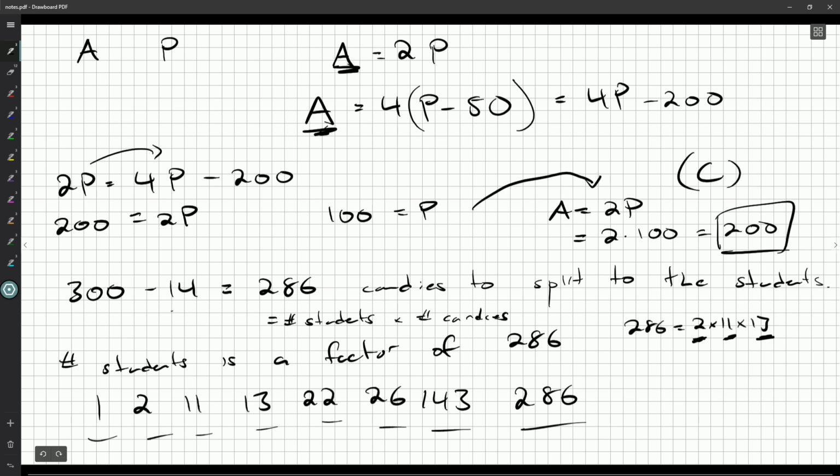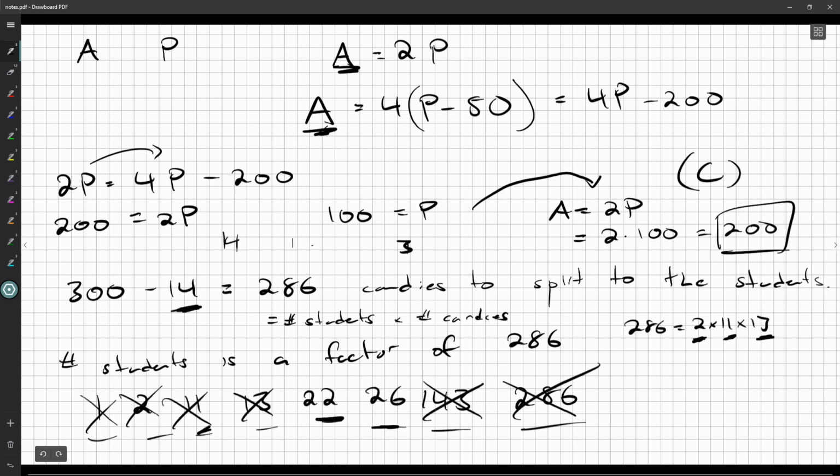Now, they tell me 14 candies were left over. We used that at the start. We're going to use it again to eliminate some of these possibilities. The class sizes are less than 30, so 143 and 286 are not possible. But if there were only 13 students in the class, with these 14 candies, we could have given them each one and had 1 left over. Or if there were 11 students in the class, we could have given them each 1 and there would have been 3 left over. So if our remainder is 14, the number of students must be more than 14, and that eliminates these 4 at the end.